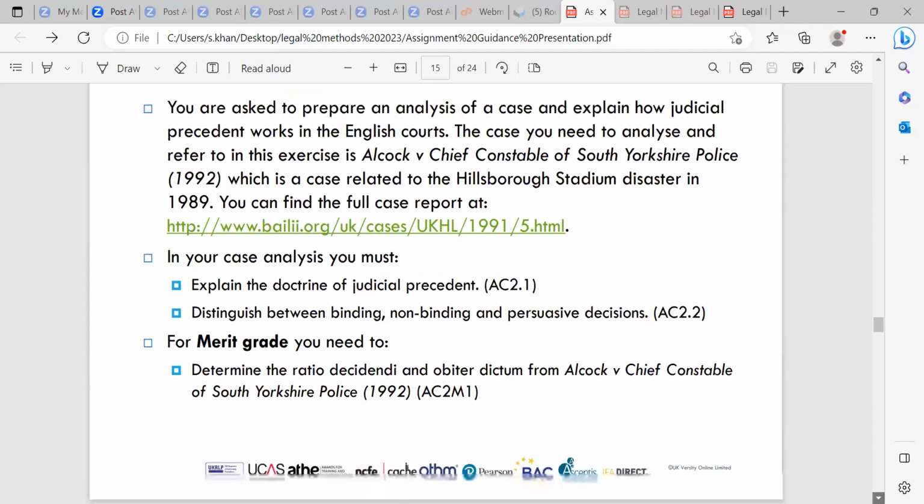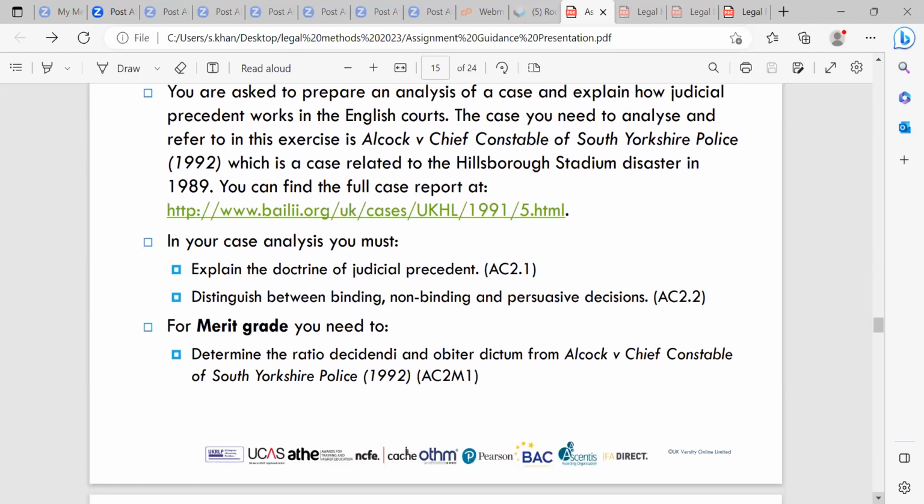In your case analysis, you must explain the doctrine of judicial precedent, AC 2.1. You must distinguish between binding, non-binding and persuasive decisions, AC 2.2. And for a merit grade, you need to determine the ratio decidendi and the obiter dictum from Alcock and Chief Constable of South Yorkshire Police, 1992.